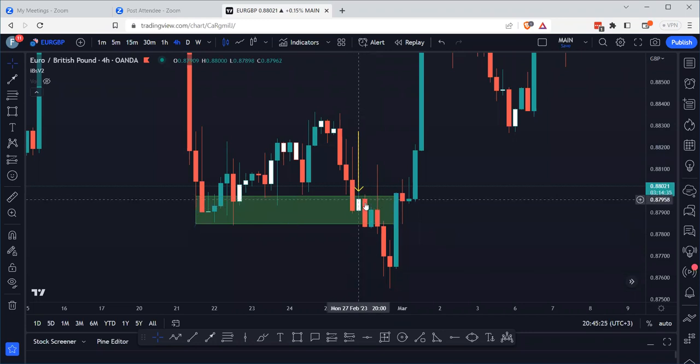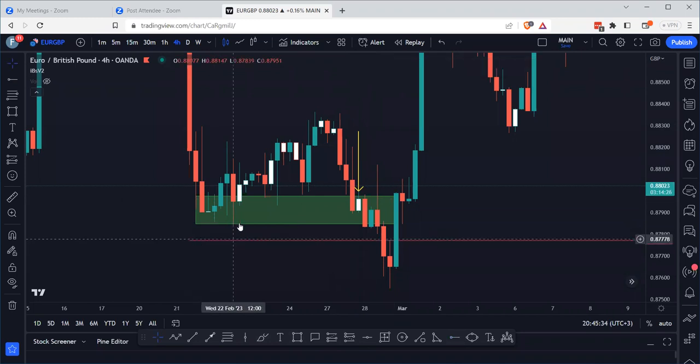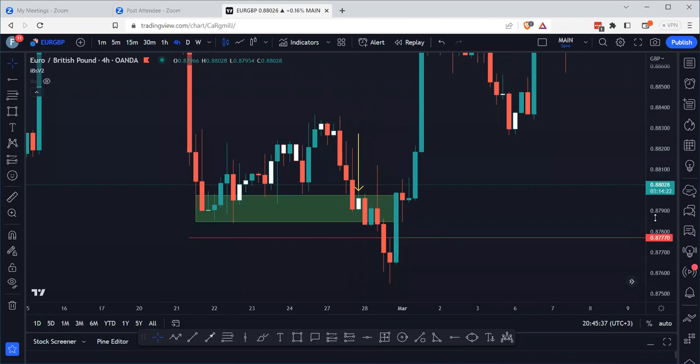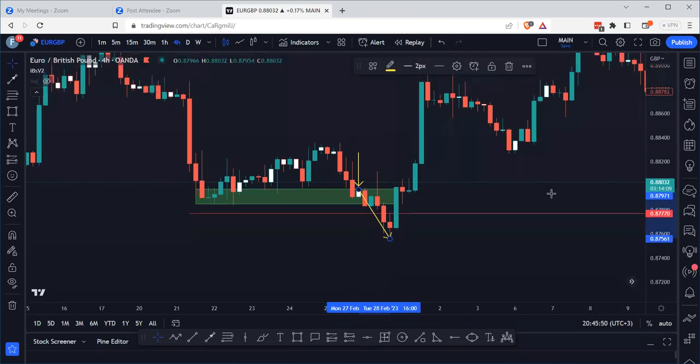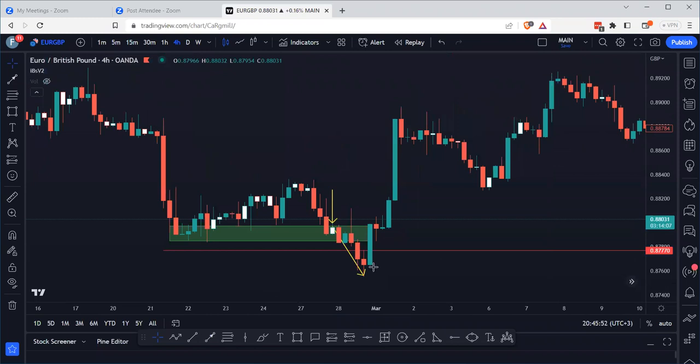All right, so you take entry here, your stop loss obviously is going to be somewhere below the support. And then you can see if you are taking entry here, you can see how price went all the way down, took people's stop losses, right? And then ultimately, what did price do? Price went all the way up.